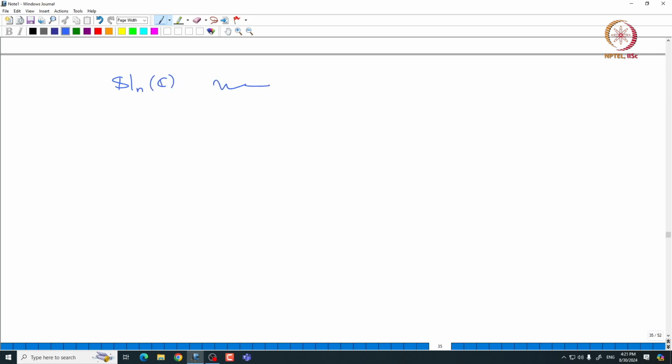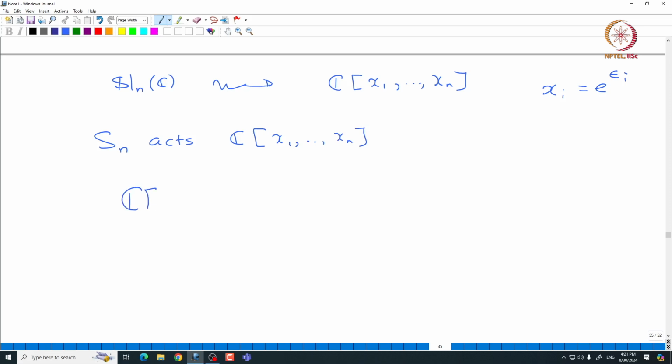If you take SLn, then the polynomial algebra is going to be in the variables x1 through xn, where xi you identify with e to the power epsilon i. Now, naturally the symmetric group acts on this polynomial algebra C[x1, ..., xn]. What we are interested in is the set of polynomials which are invariant under the action of Sn. This is called the set of symmetric polynomials.